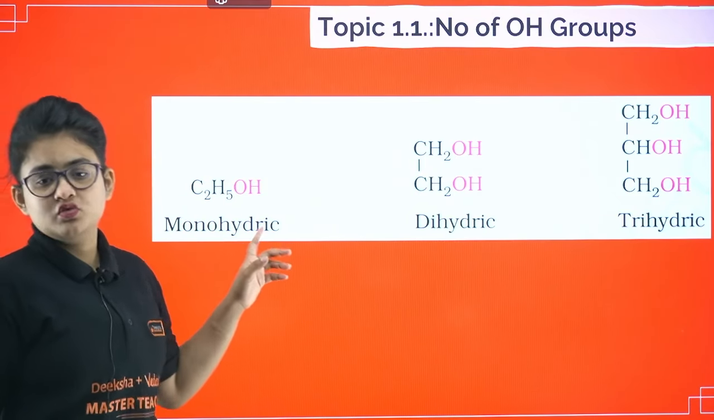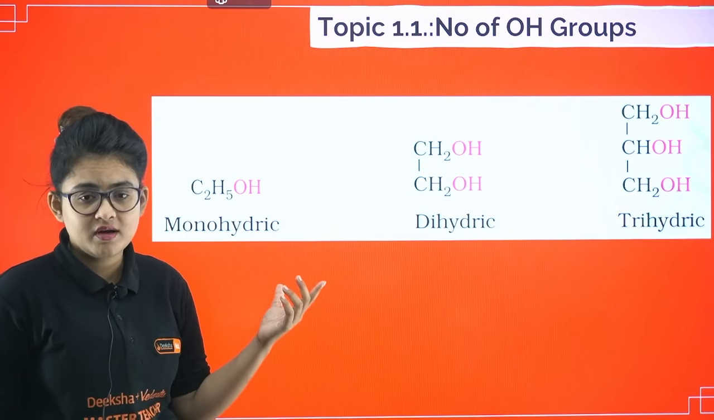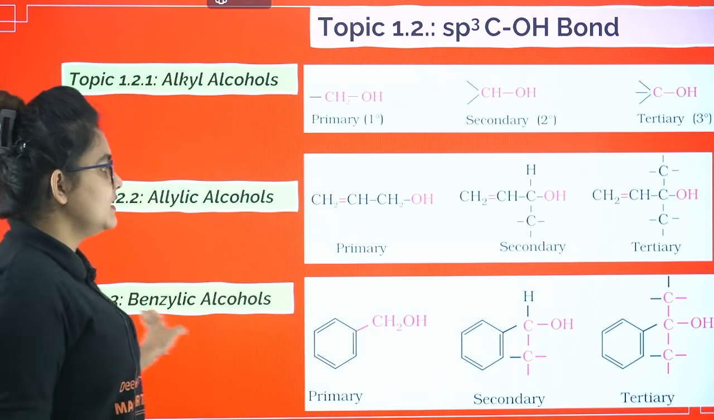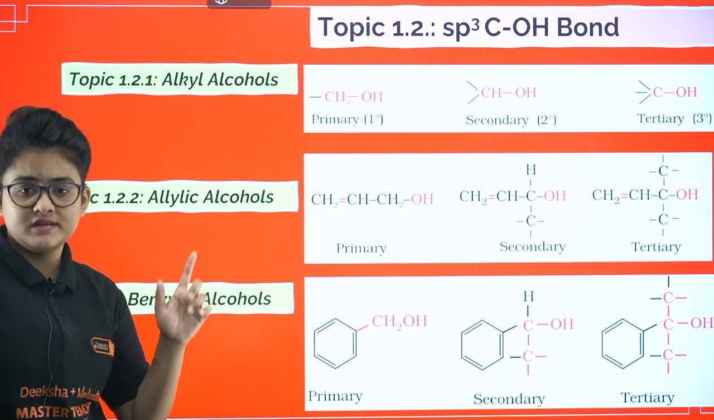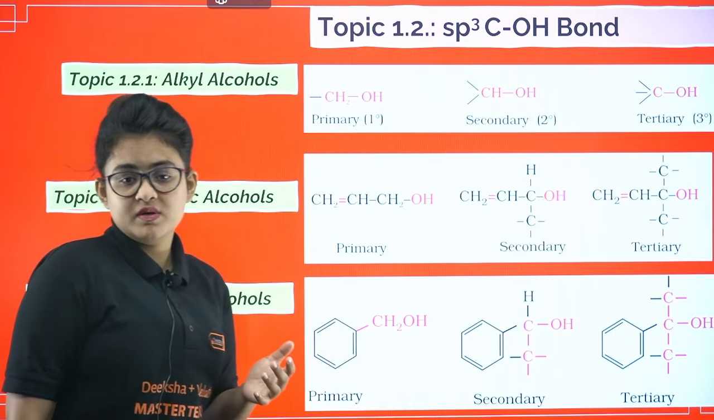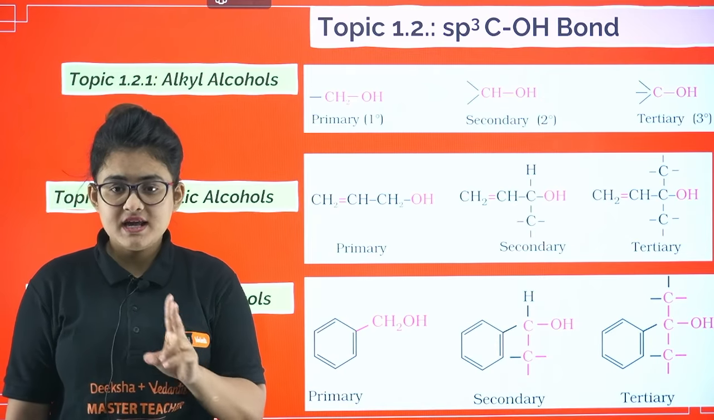This is with respect to the number of OH groups. If one OH is present, it is monohydric, 2 OH is dihydric, 3 OH is trihydric. Next, this is sp3 carbon and OH bond. The way I told you, alkyl alcohol. Alkyl alcohol can be further classified into 3 parts: primary, secondary and tertiary.